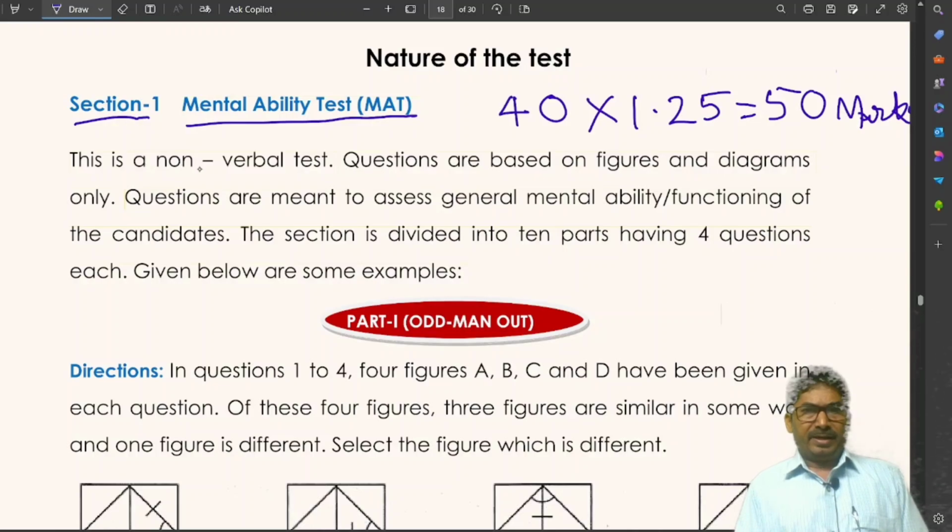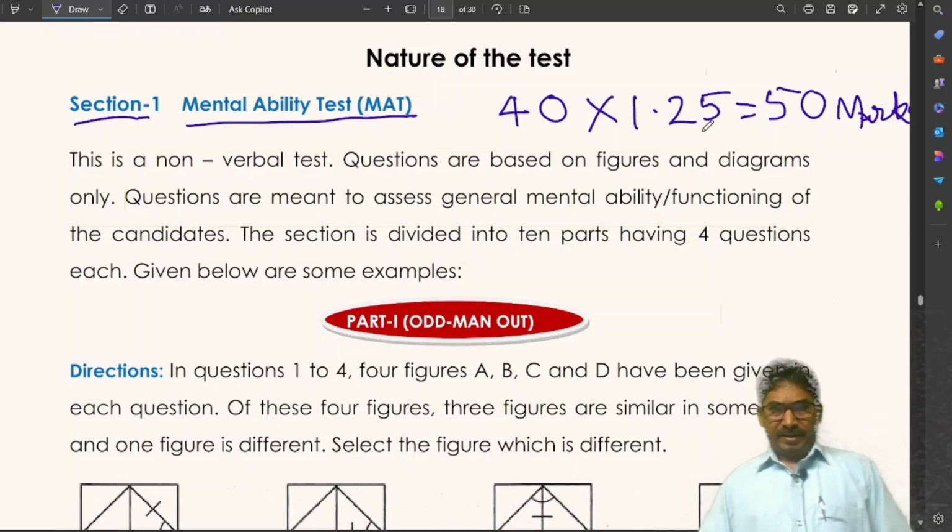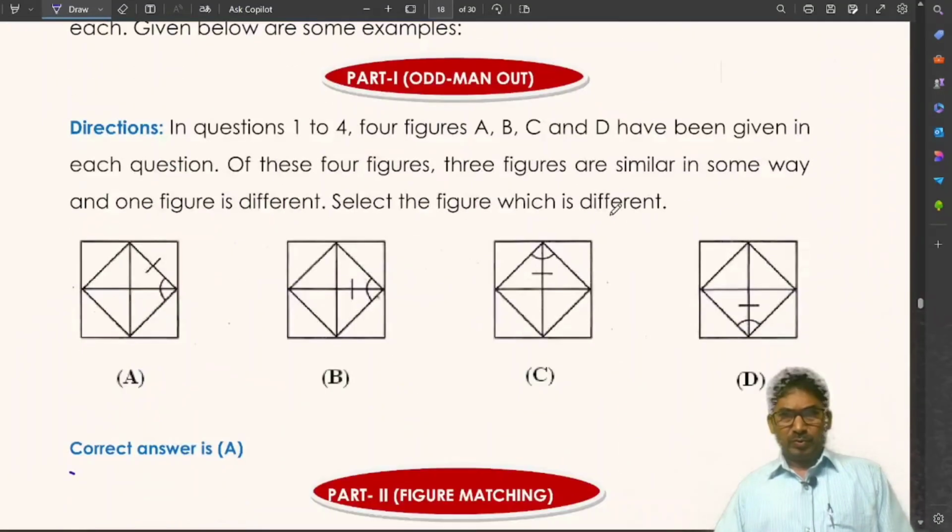This is a non-verbal test. Questions are based on figures and diagrams only. Questions are meant to assess the general mental ability or functioning of the candidates. The section is divided into 10 parts having 4 questions each. Given below are some examples. This syllabus is given in the prospectus, so you can also observe it in your prospectus.